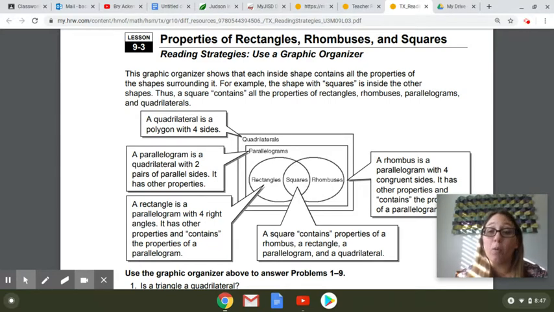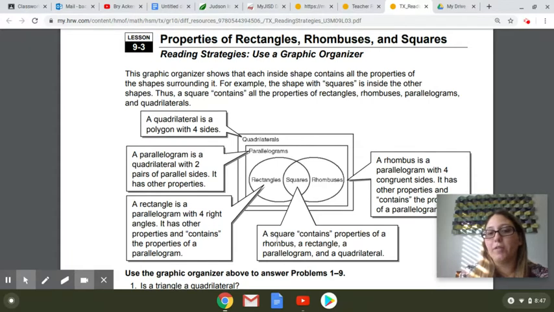However, they'll have more. So a rectangle is more specific, right? A rectangle is a parallelogram. So it's going to have all those rules we just went over, all those properties, but it also has four right angles. So we know that each corner of the rectangle is a 90-degree angle. Okay. But then it also contains all the other properties we went over. Okay.